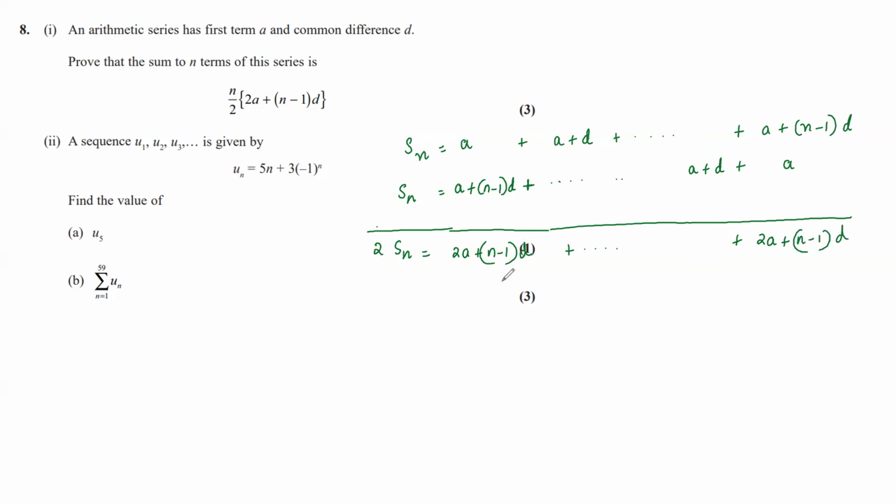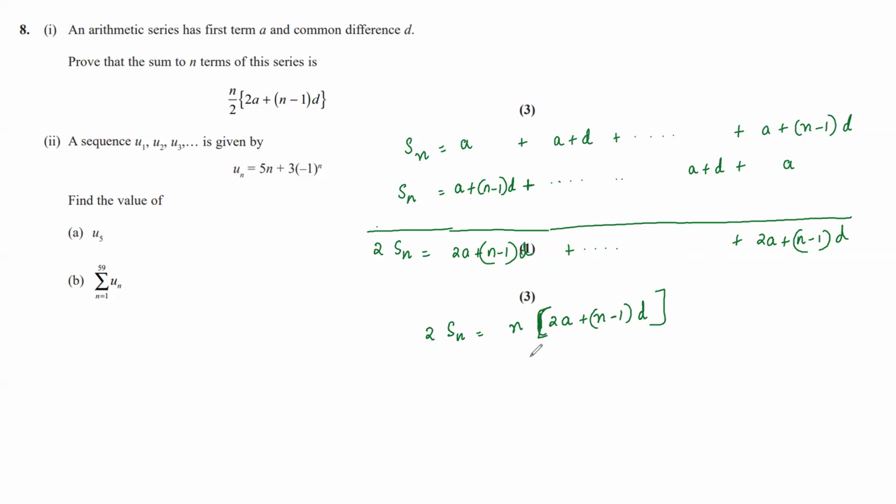Now, we will be getting 2a plus n minus 1 into d, n number of times, because we know that there are n terms here. So when we add both of these equations, we will be getting n number of times 2a plus n minus 1 into d. So this can be written as 2 times Sn is n times 2a plus n minus 1 into d.